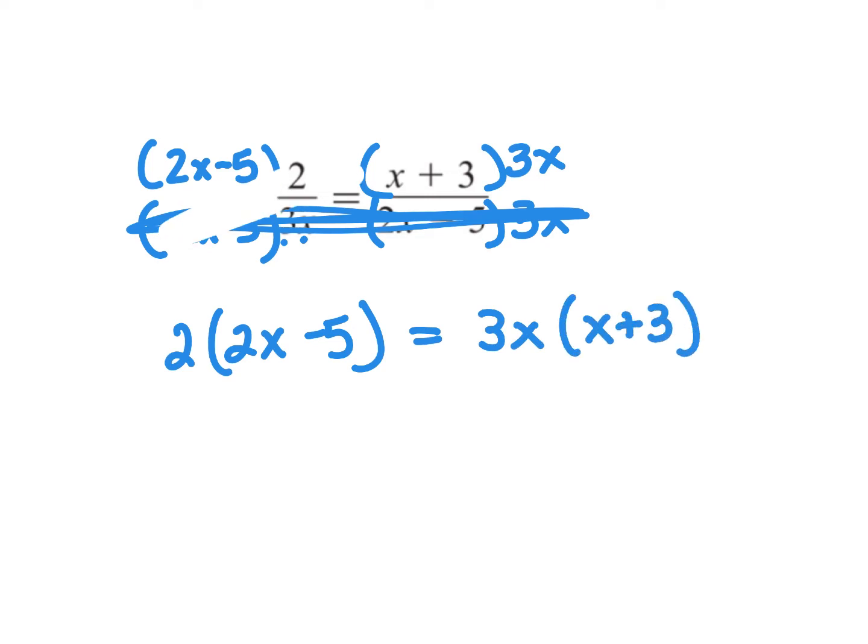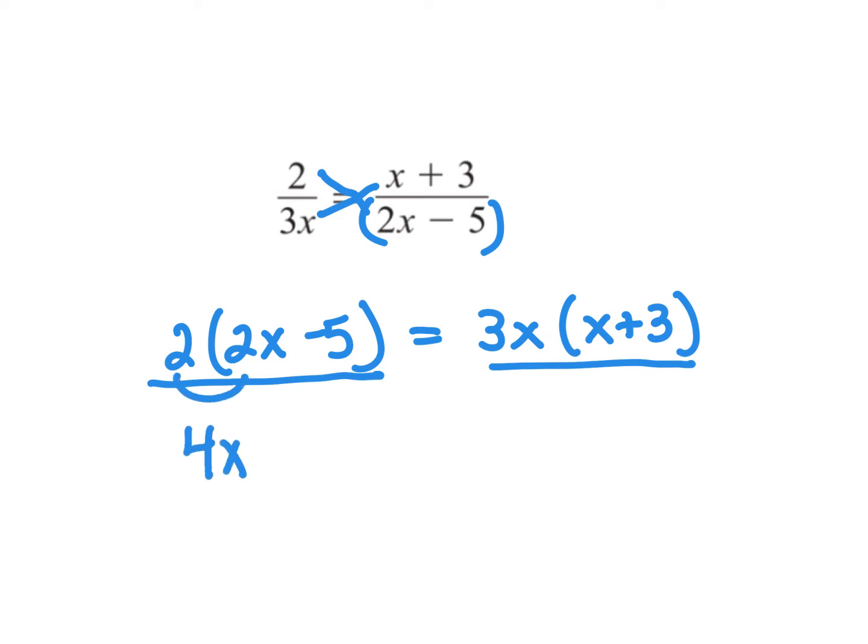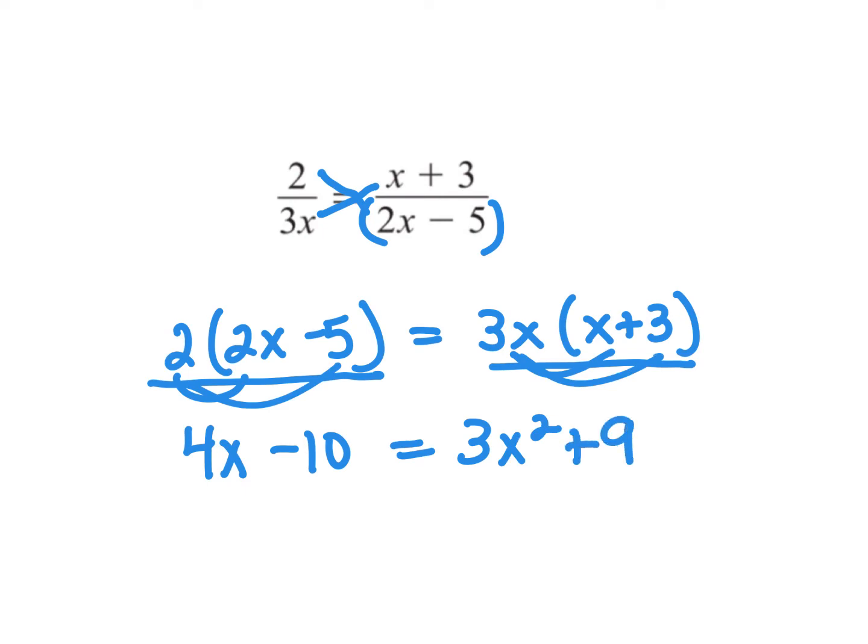I'll show you when this does and doesn't work, but we already knew how to solve this earlier this year because we could just do cross products and see that's what we would be getting in this problem. And if we did cross products this way, we would be getting this problem. That's actually why cross products work, because what you're really doing is giving the fractions a common denominator and then getting rid of the denominator. So I'll distribute and get 4x minus 10 equals 3x squared plus 9x.